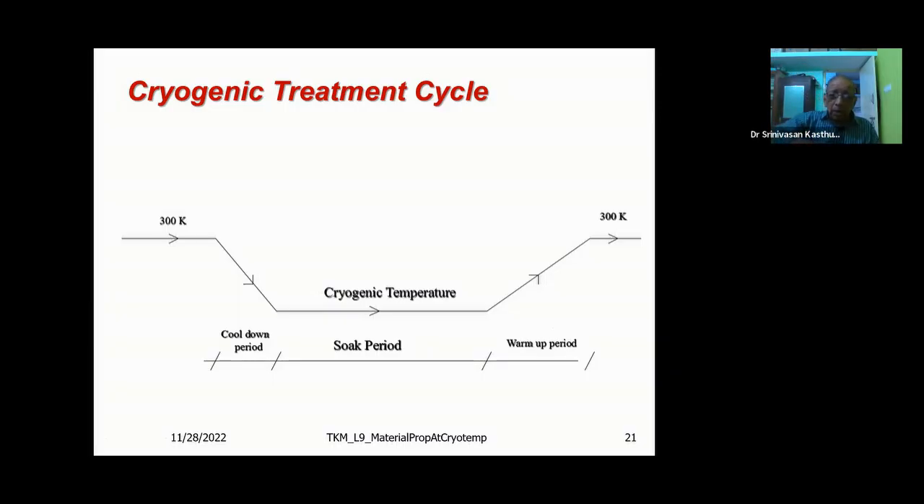And then afterwards, after a particular time period, you remove the material and allow it to gradually warm up. Okay, you can do an assisted warming or a conventional warming. Then in that case, the material comes back to room temperature. So this is what really happens. So when you start with the material at 300 K, you have what is called a cool down period. Then there is something called a soak period. Then you have the warm up period. So this is exactly what is called the cryogenic treatment.